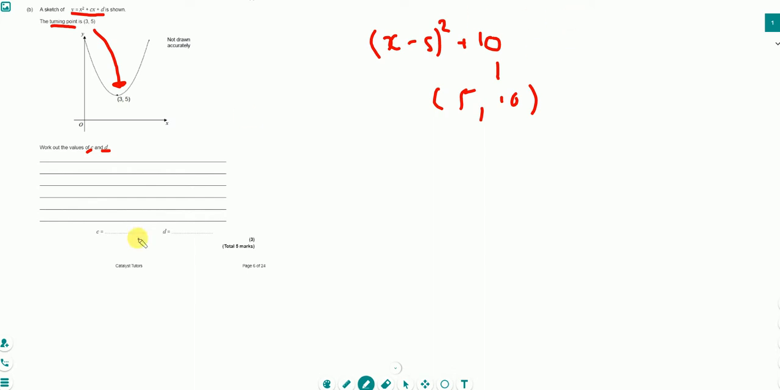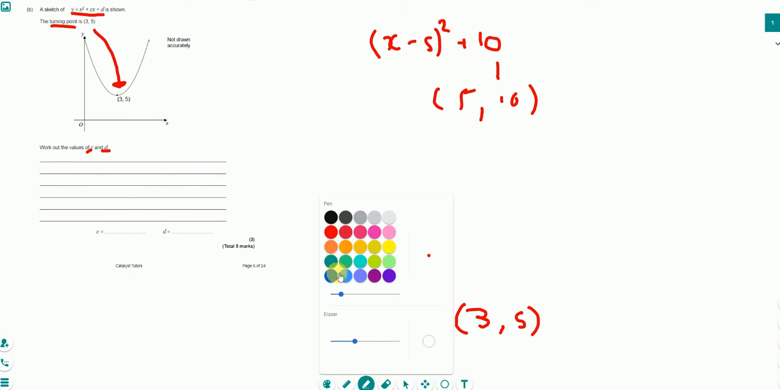So when it comes to this question, it's not as hard as it looks. I think it's an easy gift because we now work backwards. I'm going back to my mouse because I don't like using my fat fingers. We know for this question the turning point is (3, 5). So working backwards, let's change colour, I think I'm going to go for pretty blue.